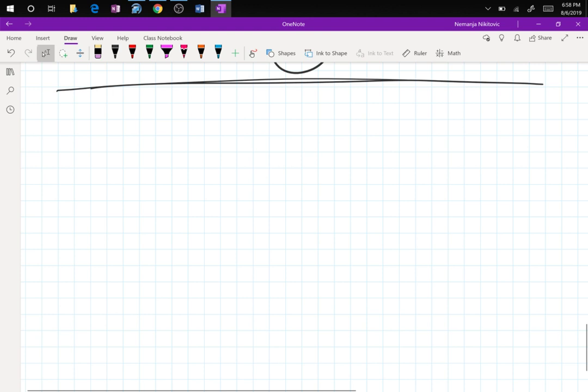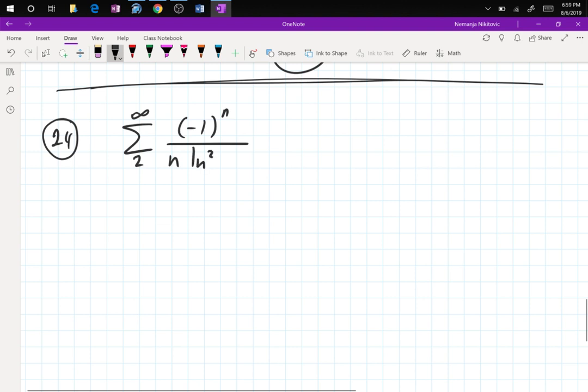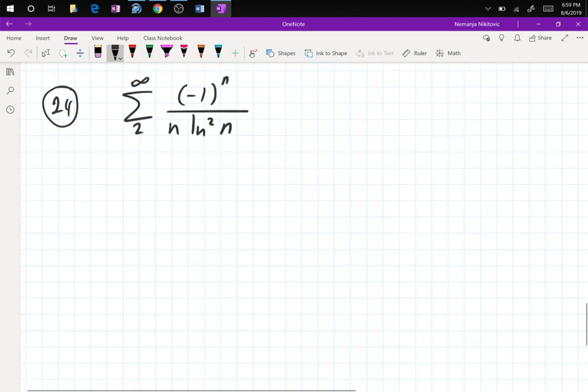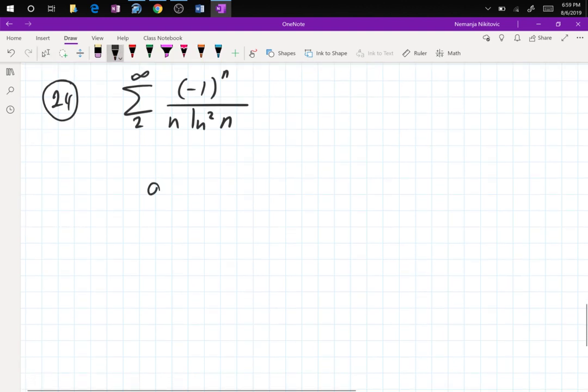Something else nice. How about 24? And we're done for the day. Summation 2 to infinity of -1 to the n divided by n ln squared n. All right? We know what to do. a_n is equal to 1 over n ln squared n.